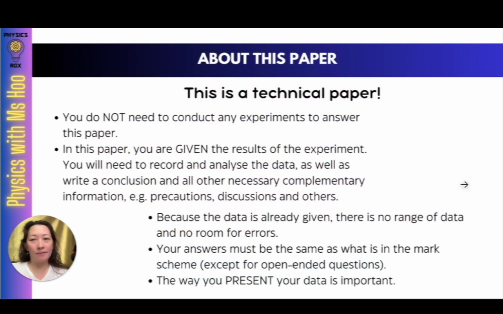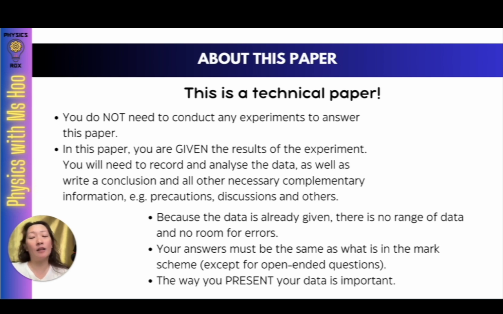Now, about this paper. This is a technical paper. For Paper 6, you do not need to conduct any experiments to answer this paper. In fact, you are given the results of the experiment. From those results, you will need to record and analyze the data, as well as write a conclusion and all other necessary complementary information, such as precautions, discussions, and others, depending on what the question is asking. Because the data is already given, there is no range of data and no room for errors. Your answers must be the same as what is in the mark scheme except for the open-ended questions.